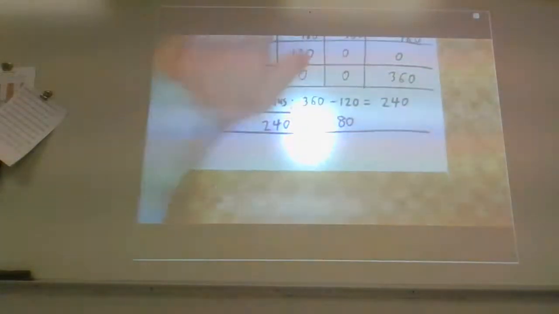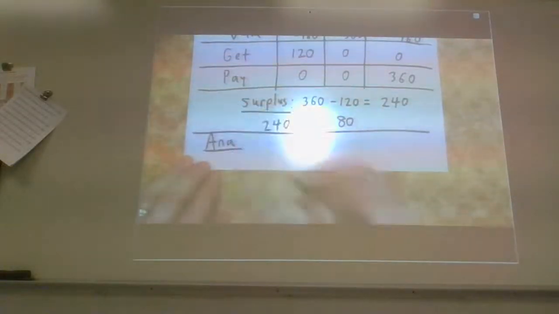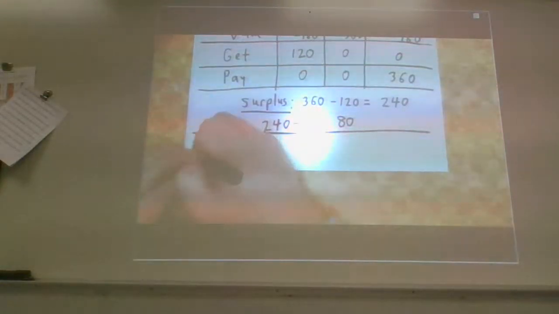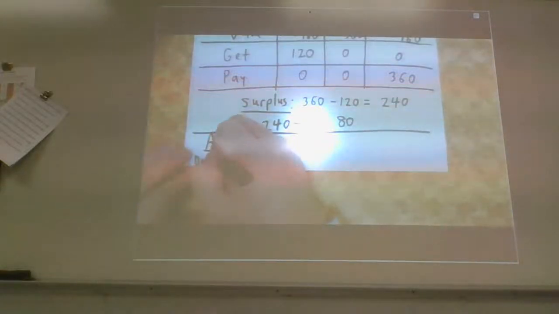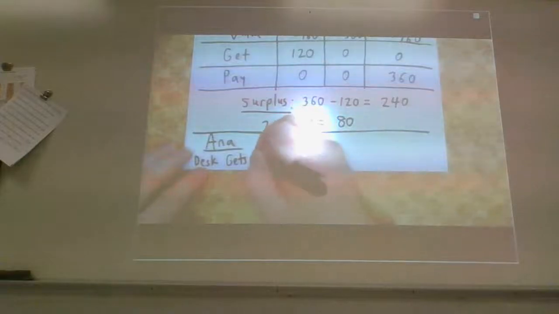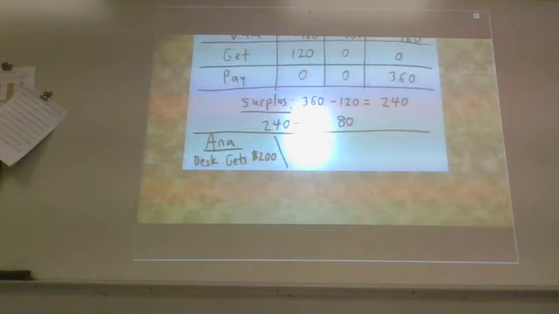$80 back to each person. We have to do a final allocation or a final settlement. Anna originally got $120. She's getting an additional $80 and the desk. So Anna is getting the desk and she gets $200, the $120 from the first settlement plus the surplus.